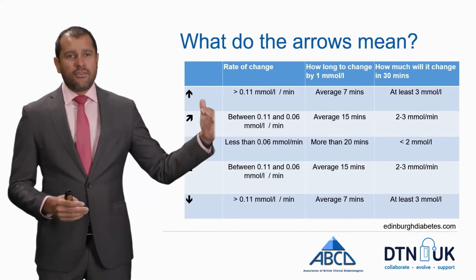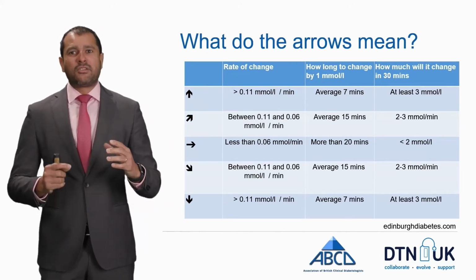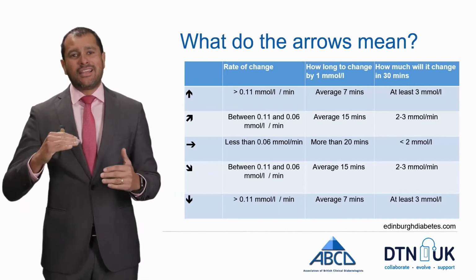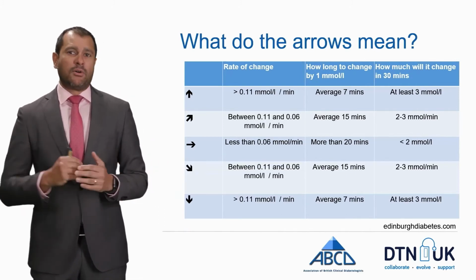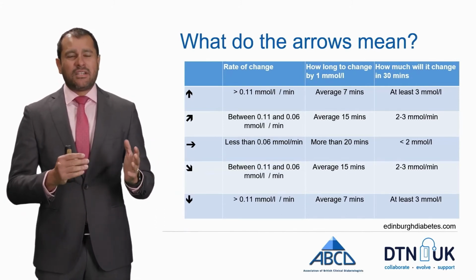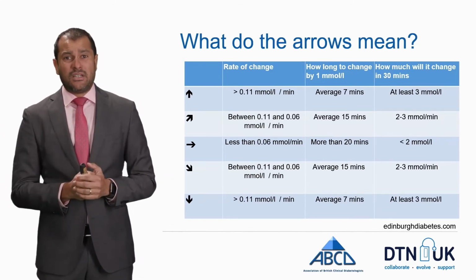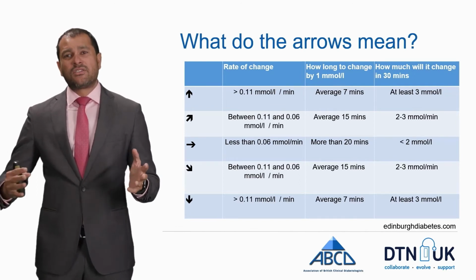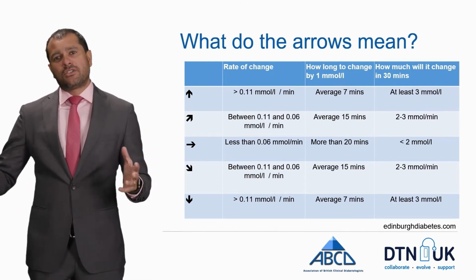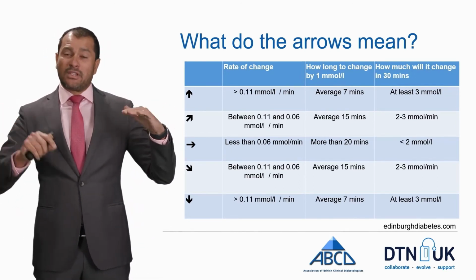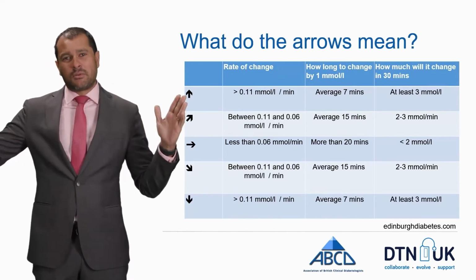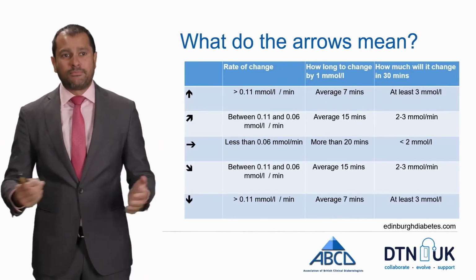So now, if you've got a flat arrow, that means the blood glucose is changing at less than 0.06 millimoles per minute. So that means that over the next 20 minutes, you may actually change by about 1 millimole per litre in the next 30 minutes, but the change is going to be less than 2. So it doesn't mean that your glucose is absolutely stable. There is a little bit of change, but it's going to be relatively stable over the next half hour.